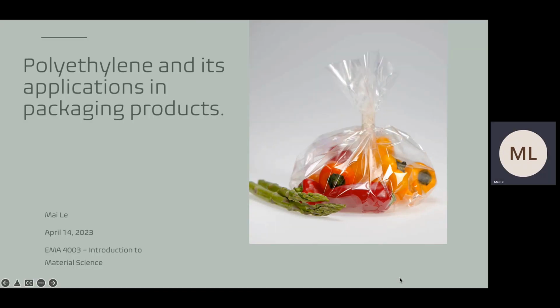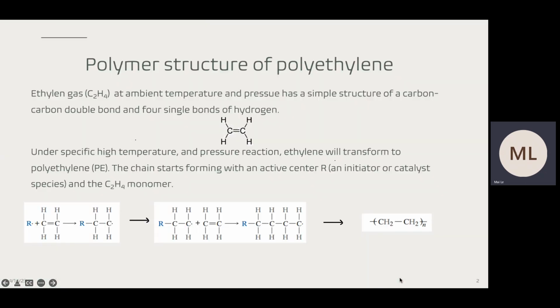Hello everyone. The topic of my final project will be about polyethylene and its application in packaging products. So basically polyethylene is a polymer, which means it is made up of many repeating units of ethylene molecules that have been bonded together. The process of forming polyethylene from ethylene is called polymerization and typically requires high temperature and pressure, as well as a catalyst to initiate the reaction.